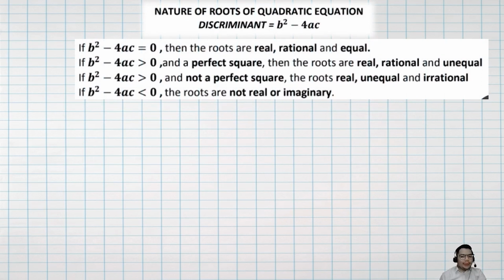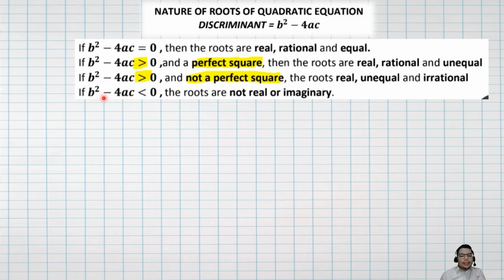If b squared minus 4ac, which is our discriminant, is equal to 0, then the roots are real, rational, and equal. If b squared minus 4ac is greater than 0, then you will have two choices, because there will be two cases wherein the value of your discriminant is a positive number, or greater than 0. After that, you just identify, is it a perfect square or not a perfect square? Because if it is a perfect square, it will be real, rational, and unequal. But if it is not a perfect square, then this will be real, unequal, and irrational.